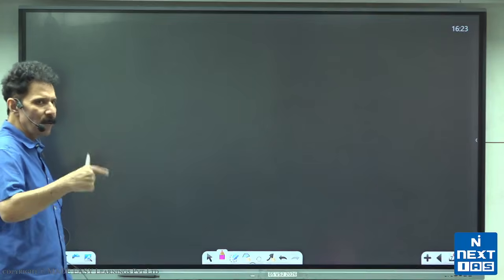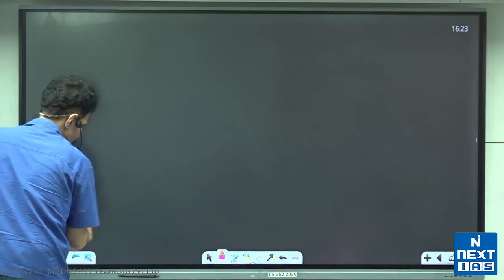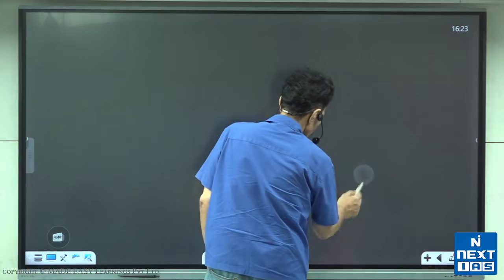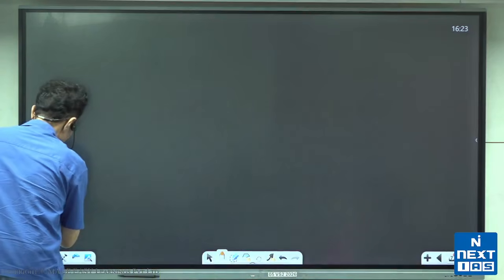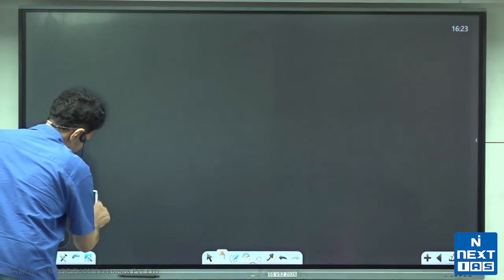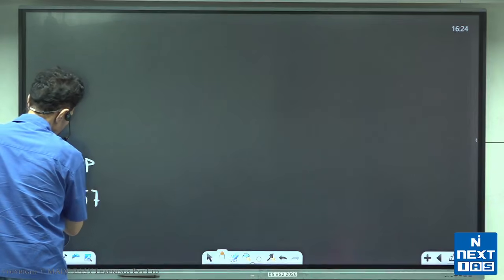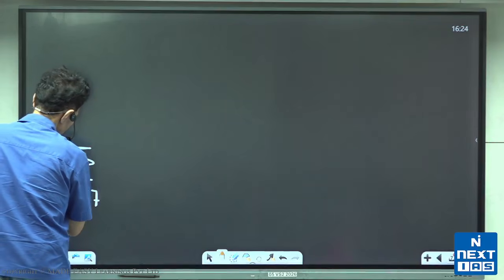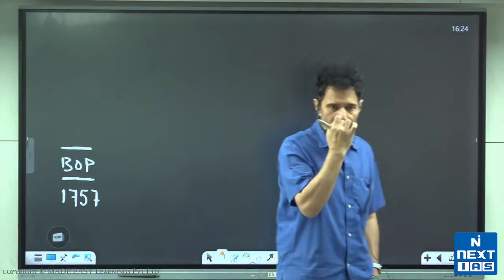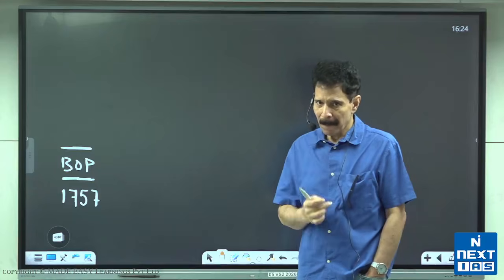Now we are converting this into a timeline this way. 1757. Battle of Plassey. The forces of the East India Company, British East India Company, under Clive defeated the Bengal Nawab. So that is the fact.